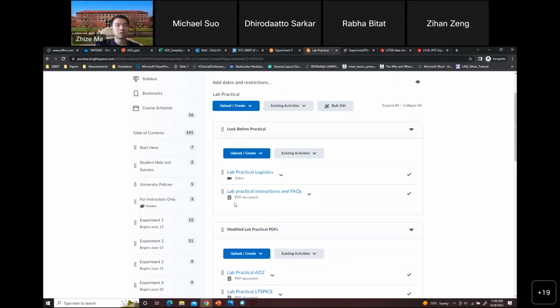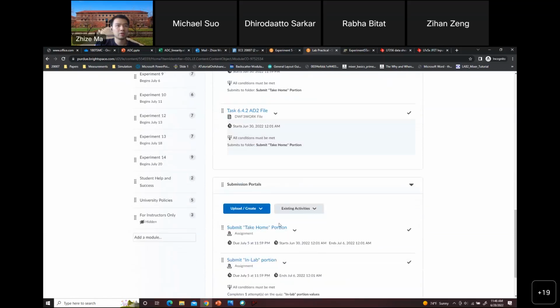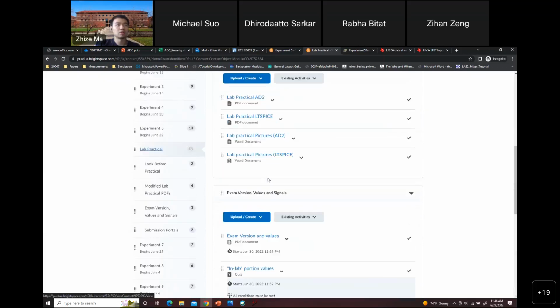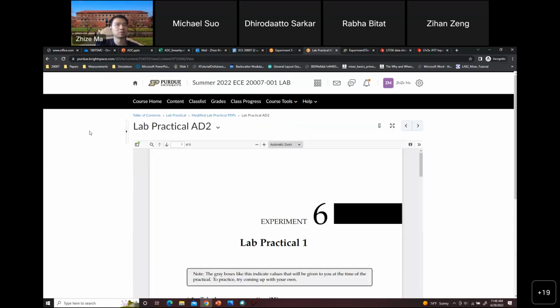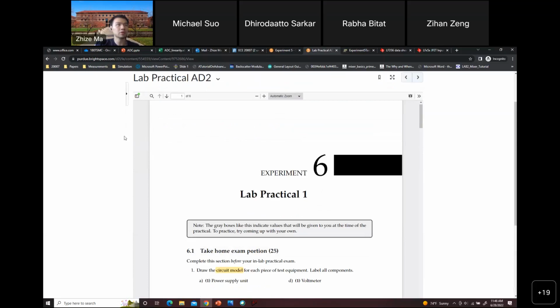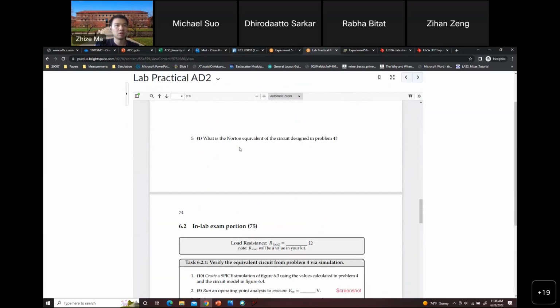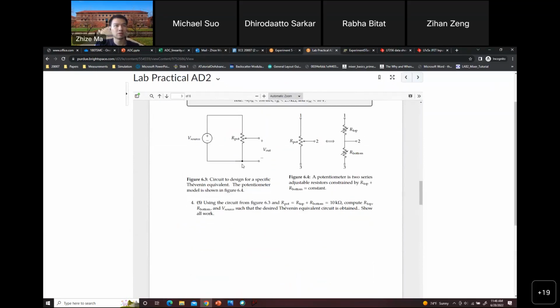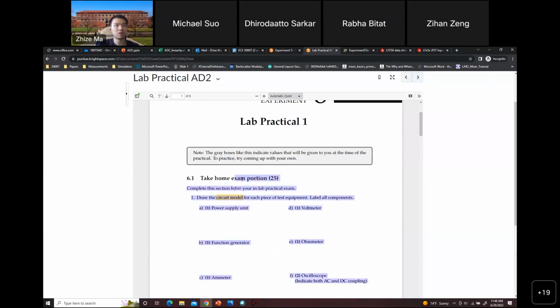Okay, so as you may have noticed, you should already see the Lab Practical in your Brightspace. So this is the Lab Practical. There are two parts, or two portions. The first portion is the take-home exam portion.